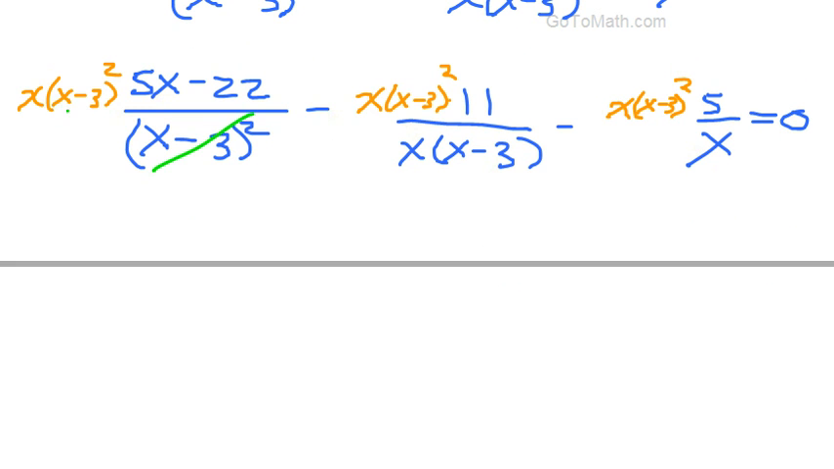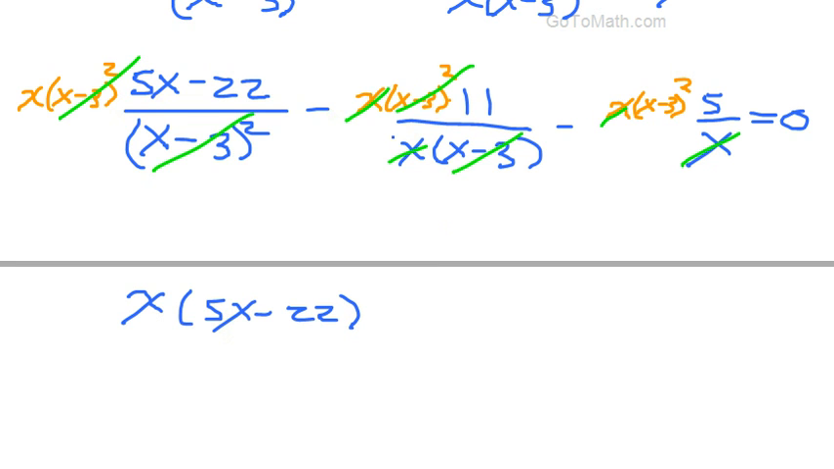Now let's take a look at this. Those are going to cancel out, so that's good. And of course, one will cancel out, and one will cancel out here. We'll still be left with one of them up here, so we got to keep that in mind. And what else is going to cancel out? These x's here cancel out. So we're going to end up having x times 5x minus 22. And what are we left with over here? 11 times, and remember we still had one left over up here, x minus 3, and then minus, so those x's canceled out, and we're going to be left with 5 times x minus 3 quantity squared, is equal to 0.